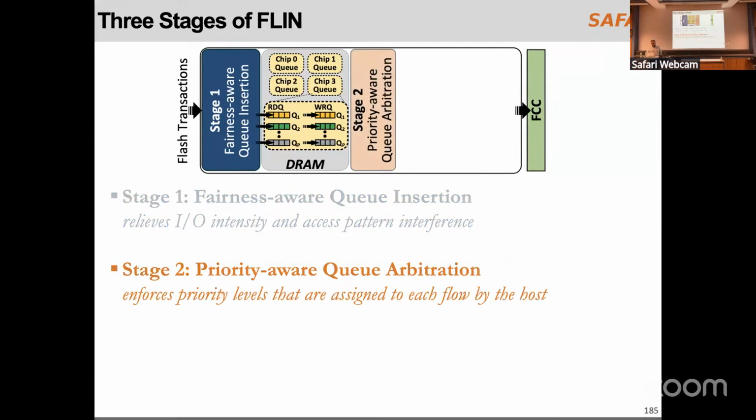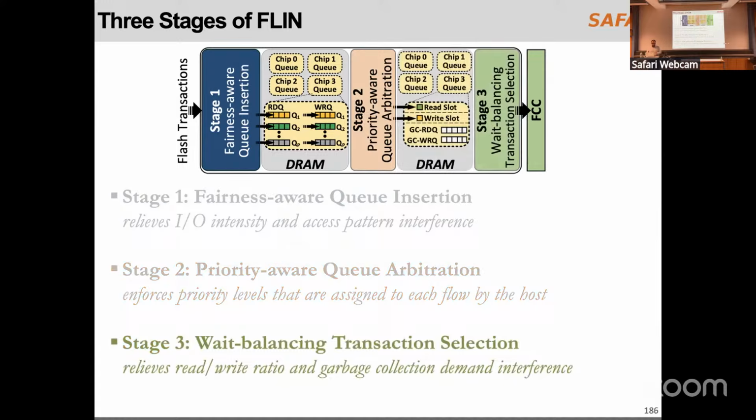For the second stage of the Flynn controller, we discussed that there should be a mechanism to enforce priority levels that are assigned to each flow by the host. The host system might want to prioritize some applications, so Flynn needs to ensure that as well. So that's stage 2.